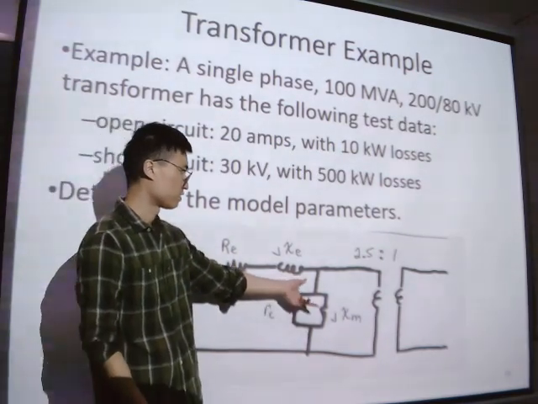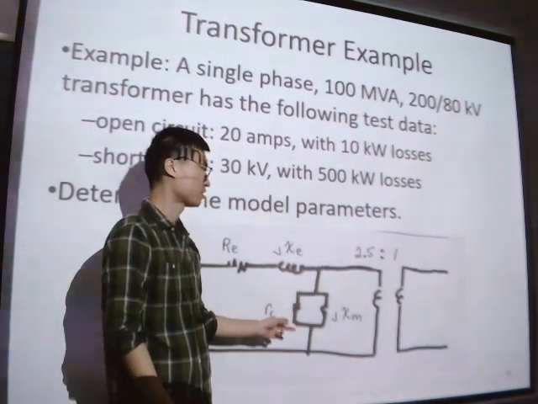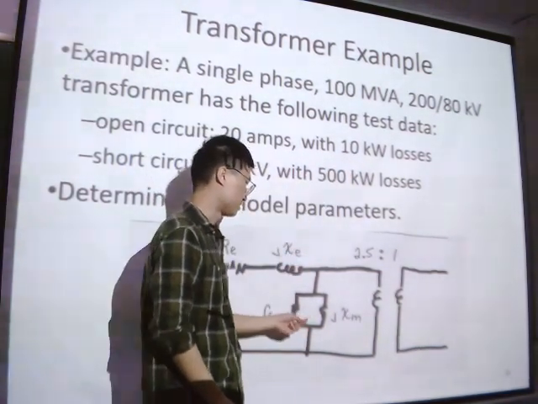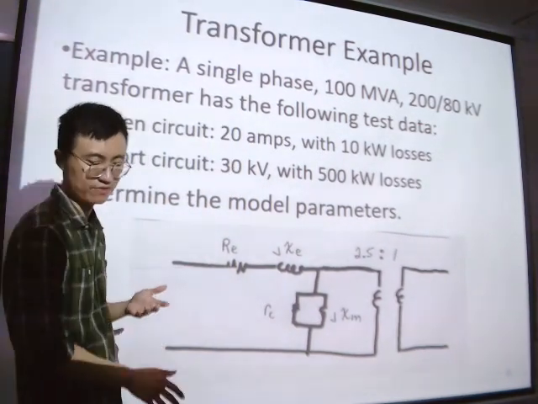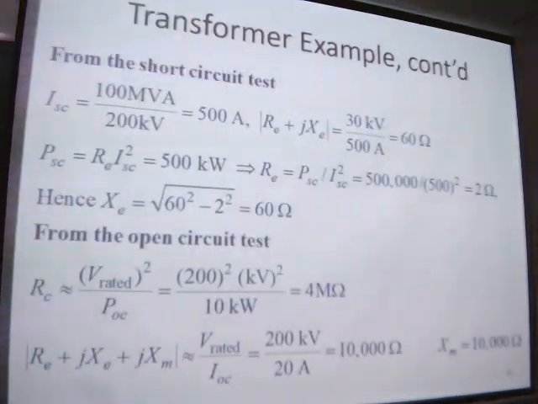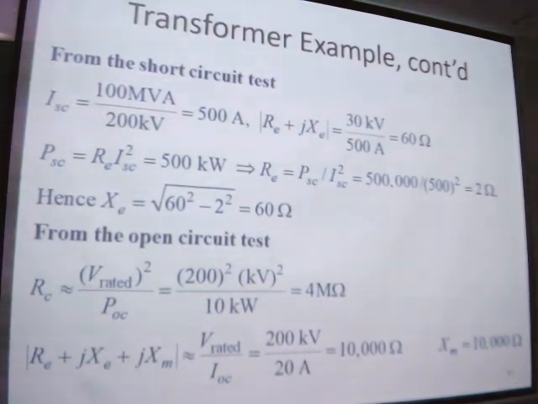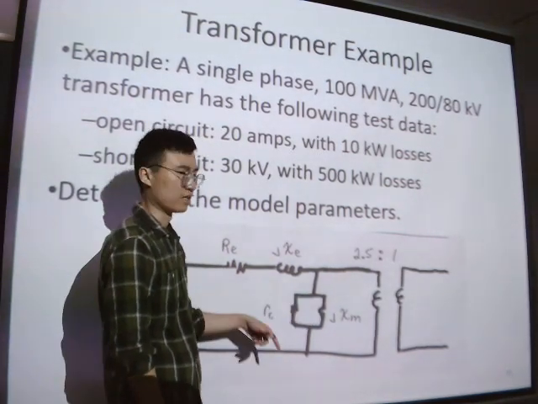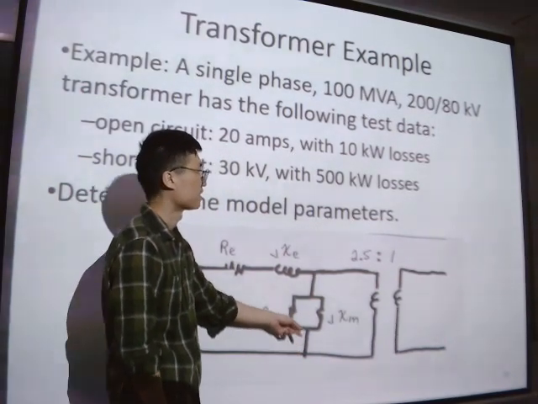Because the losses were also very large, most of the 10 kilowatt losses is conducted by the resistance of the core. You could say that the RC here is a parallel connection, okay? So the current will flow in here.